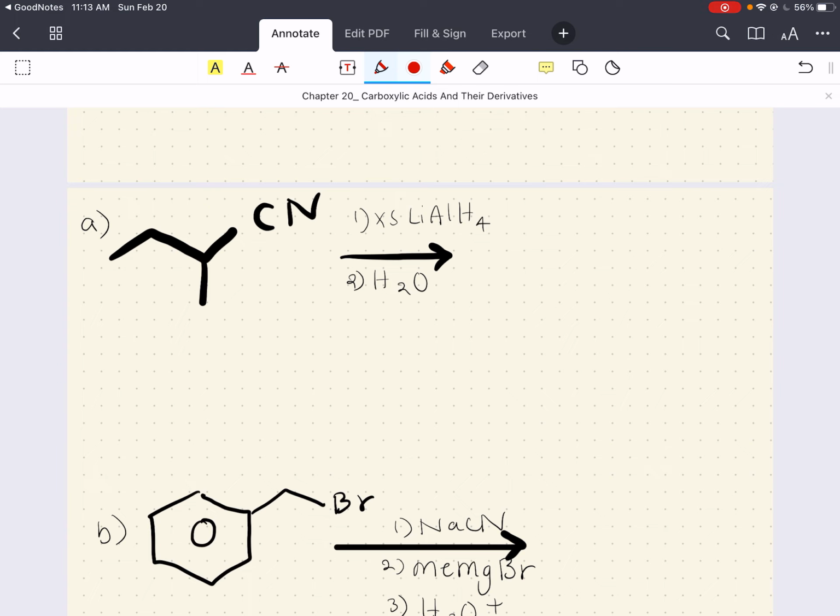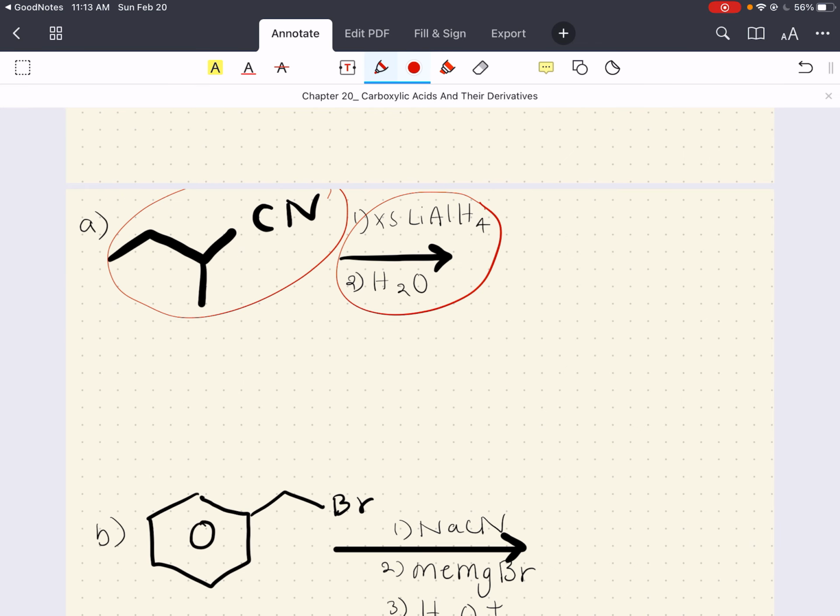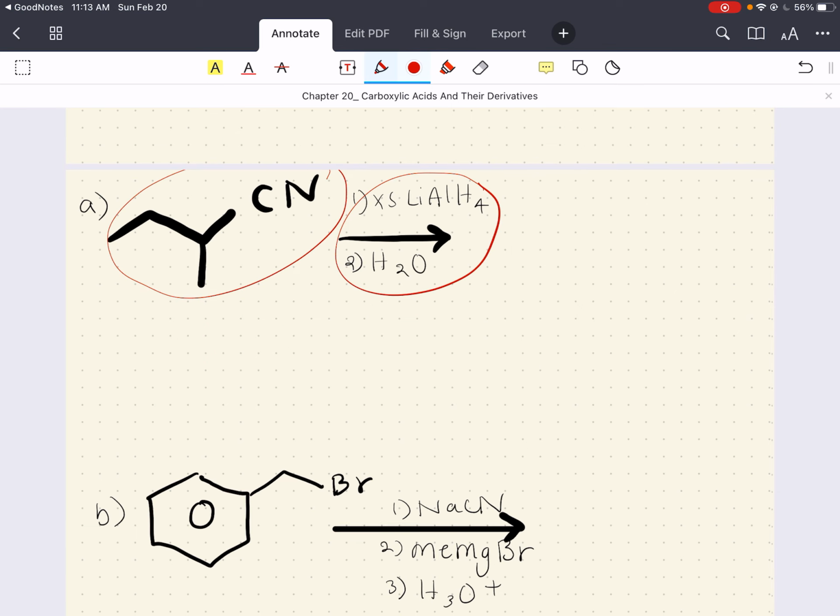Now, if we take this group, this is our nitrile group, and we reduce it, what kind of product are we going to get? Well, we're going to get the following product. Let's draw this out. The carbon stays, but now it no longer has a triple bond to nitrogen. Now it's going to have a single bond to an amine group. And here are hydrogens, because we've reduced it.